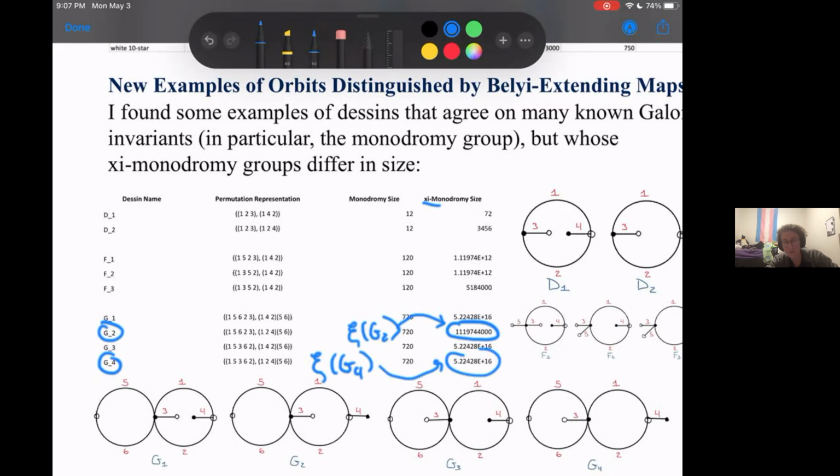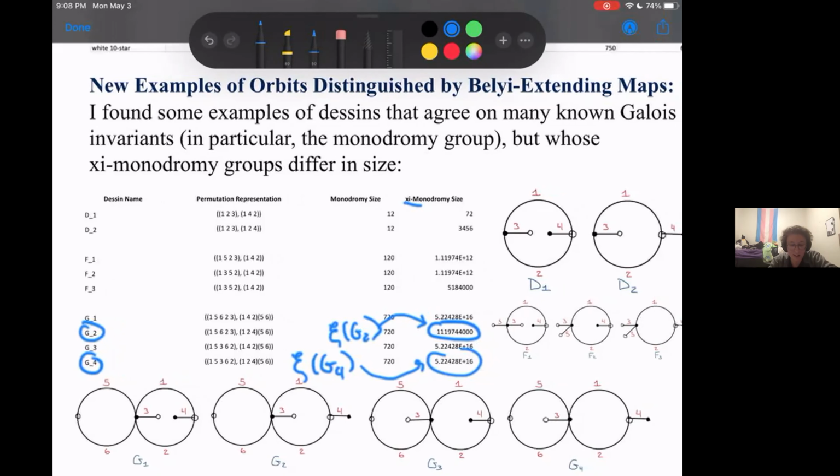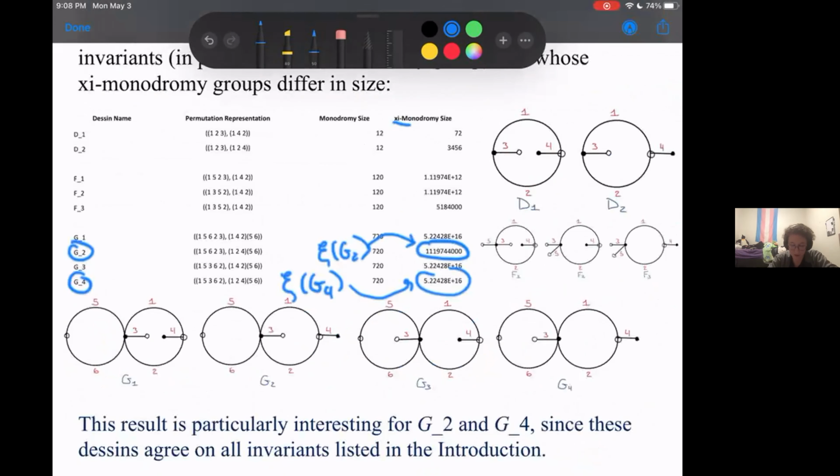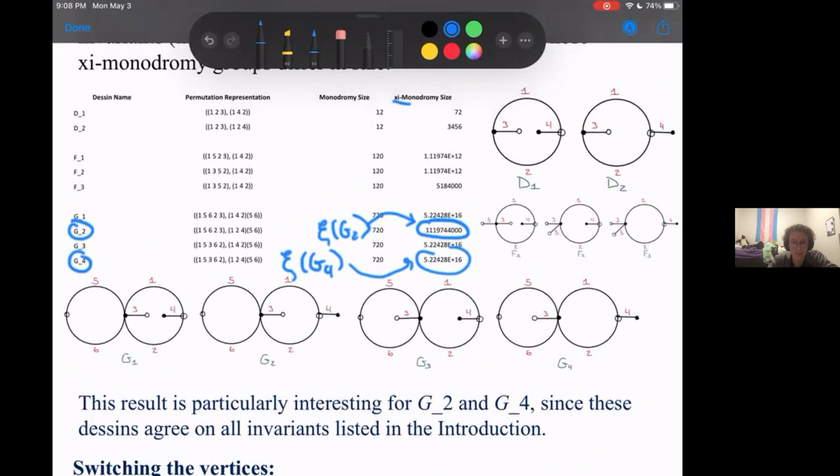And since the monodromy group of xi of G2 is an invariant of G2 and xi of G4 is an invariant of G4, that means G2 and G4 don't agree on this new invariant. So that means they're not in the same Galois orbit, which is the kind of example of something that we were looking for here. All right, so that's the sentence down here.